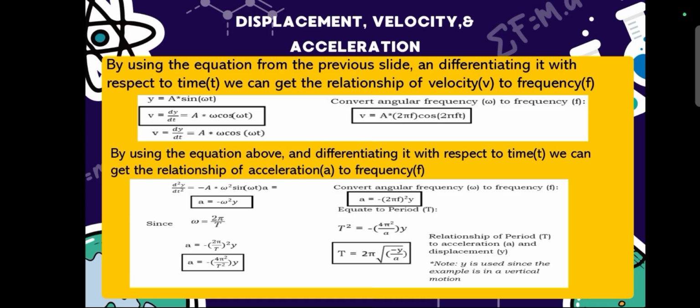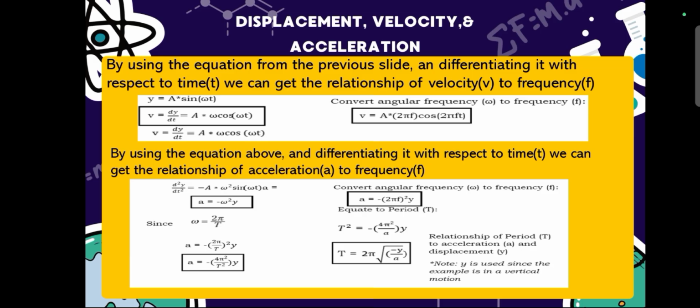So we have here y equals A sine omega t, v equals dy/dt equals A times omega cos omega t. Here we convert angular frequency to frequency, so v equals A times 2 pi f cos 2 pi f t. Then by using the equation above and differentiating it with respect to time, we can get the relationship of acceleration to frequency. So we're already done with velocity related to frequency.